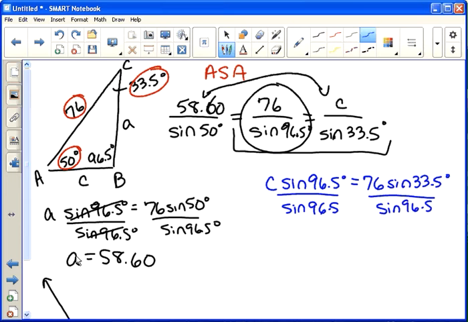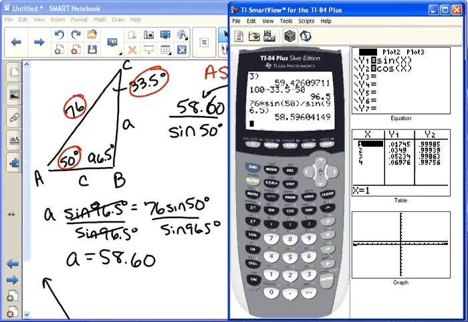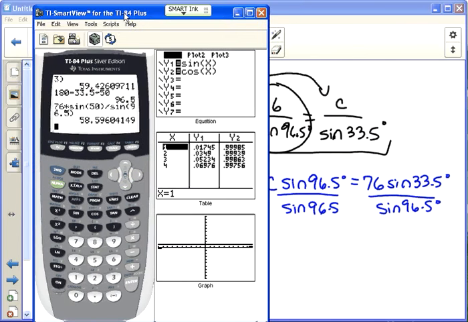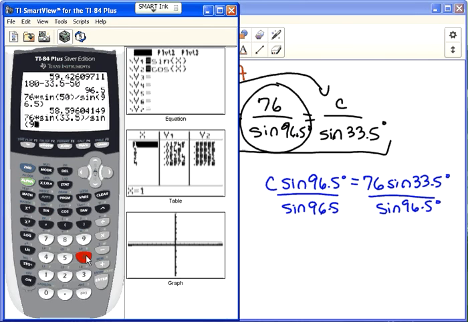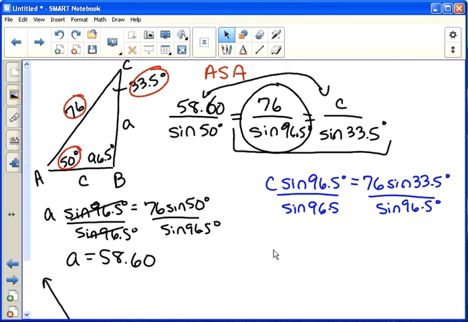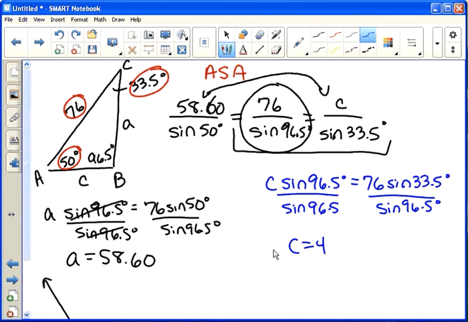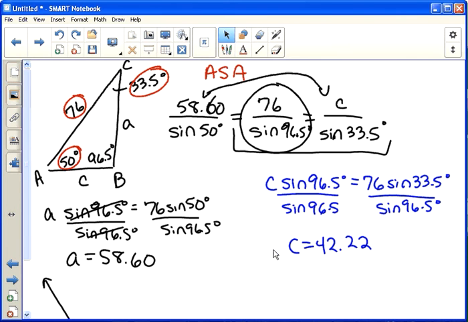And we can do that portion in the calculator. 76 times sine of 33.5 divided by sine of 96.5. We get 42.22. So now we know all the sides and all the angles of this triangle.